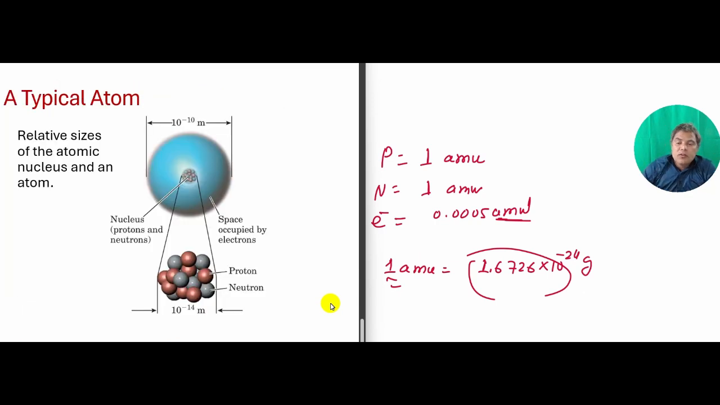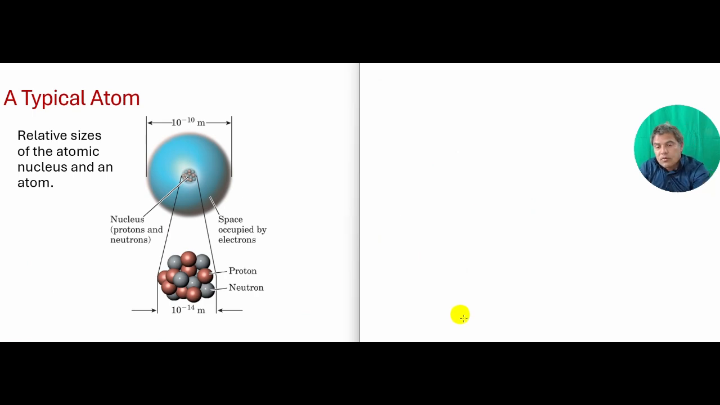Now let's go to the atom, what a typical atom looks like. First of all, we will see the relative size, okay. So now this is the atom's nucleus. Atom has two parts, okay guys. One is the nucleus, in which you find the proton and the neutron.